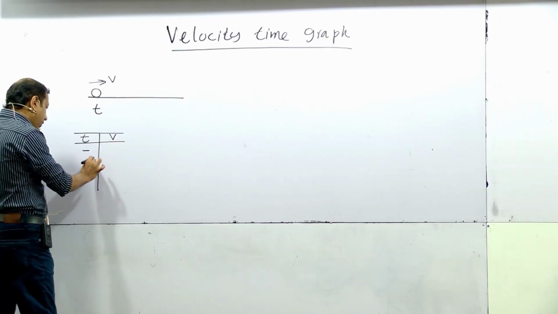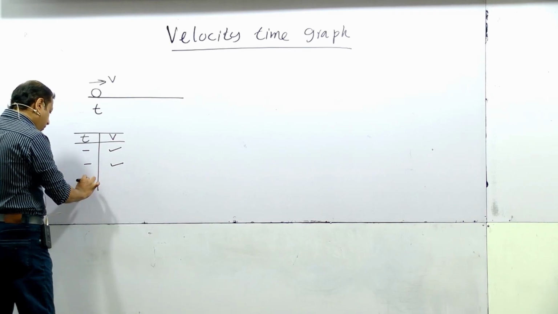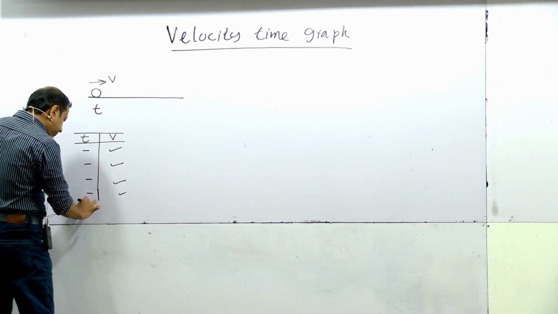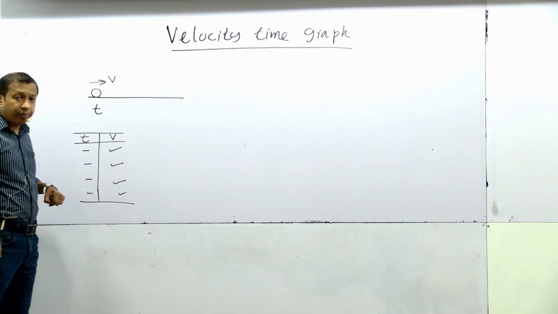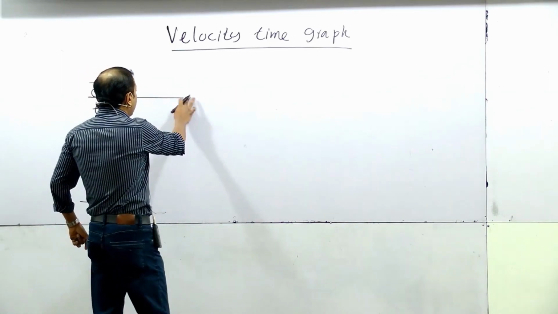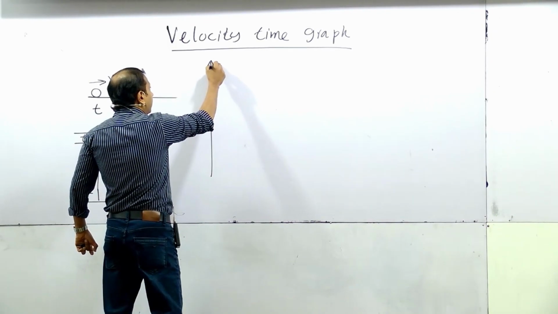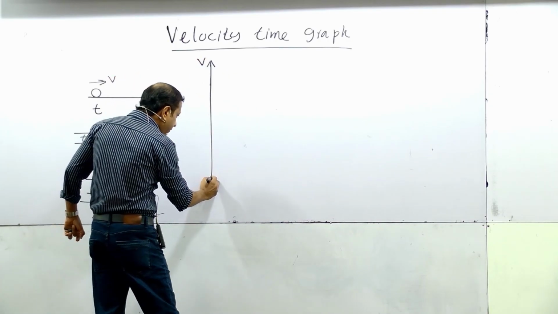For the time this, velocity is this much. For the time this, velocity is this much. This way, some readings we have. Okay. Now taking these readings, we sketch a graph this way. This vertical axis is the velocity axis. The horizontal axis is the time axis, like this.